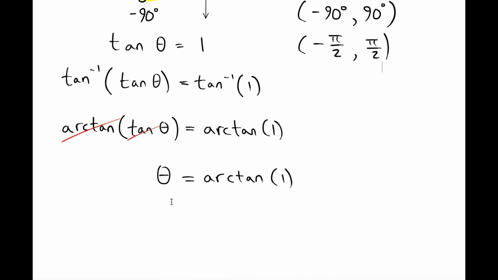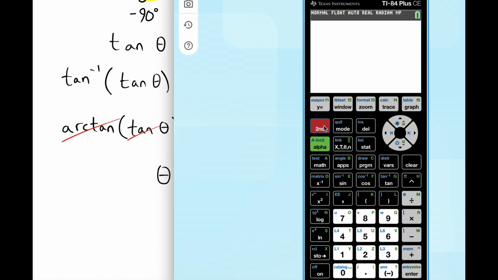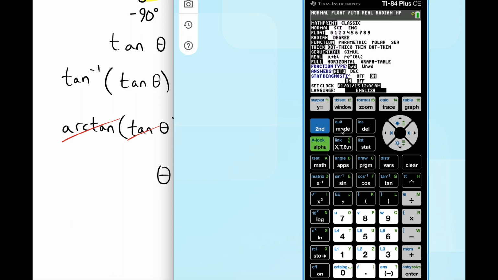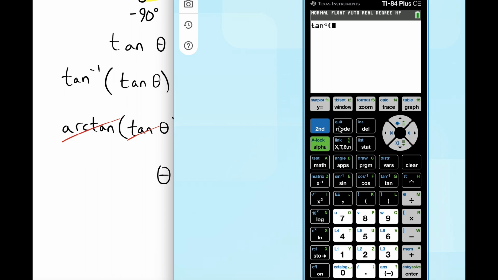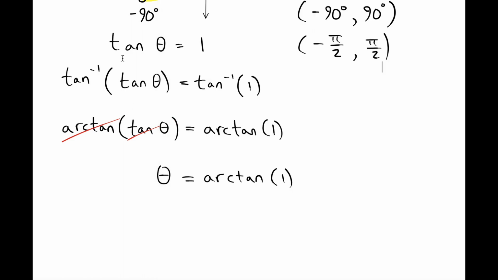All right, so we can just do this on calculator, the arctan of 1. You have to hit second and then the tan inverse there. And just make sure you're in the mode that you want. I'm going to switch to degree mode because I want to get a degree angle result here. And we'll do tan inverse of 1. It tells me 45 degrees is the answer to that.